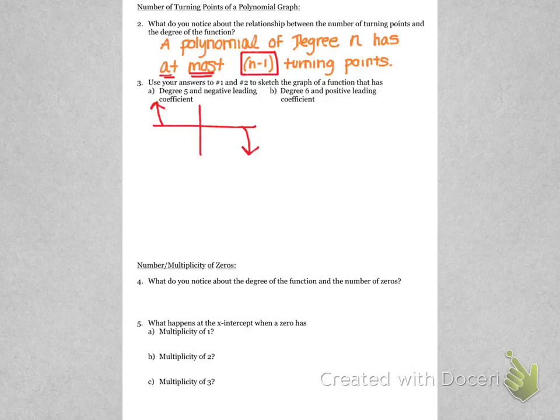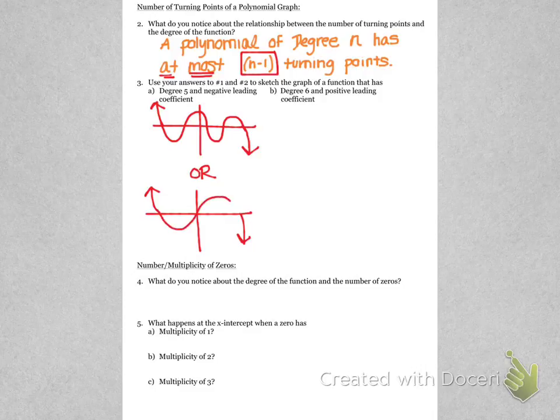So I can have now at most 4 turning points. So I can have 1, 2, 3, and 4. And notice how it connects with what my end behavior was. Now, I don't have to have 4 turning points. I could also show the same thing. We end up on the left and down on the right. I could have maybe just 2. However I can connect those 2 is how I can depict a degree of 5 with a negative leading coefficient.